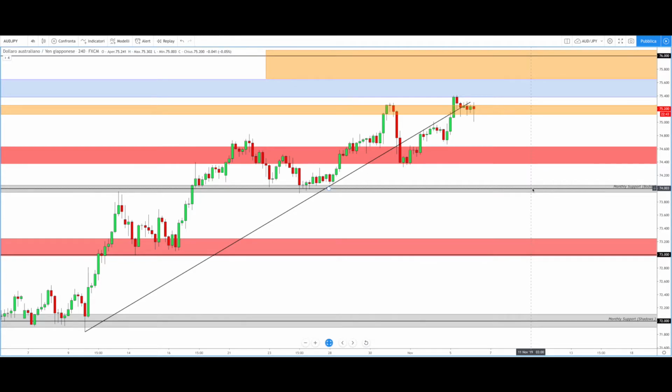Today we don't have any key news on the Australian dollar, so I expect a quiet day, but without the news we can have the more precise signal from the technical analysis. So look carefully the price action on the 4-hour and daily time frame.